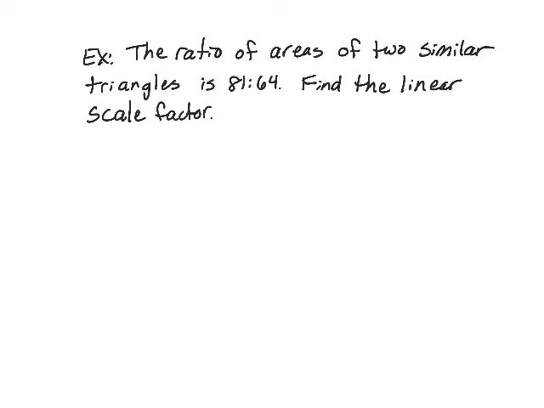And then finally, we can go in reverse. If I give you the ratio of areas, the ratio of areas of 2 similar triangles is 81 to 64. I want to find the linear scale factor. So I just take the square root of both of those. The square root of 81 is 9. The square root of 64 is 8. So the ratio of sides is going to be 9 to 8. And that is a basic introduction to using linear and area ratios.